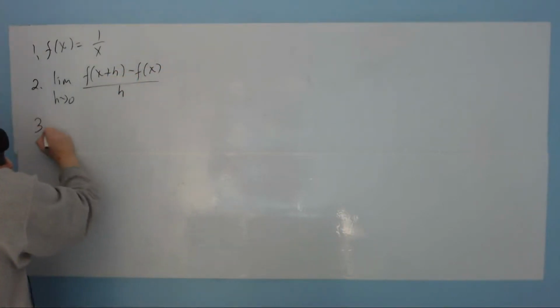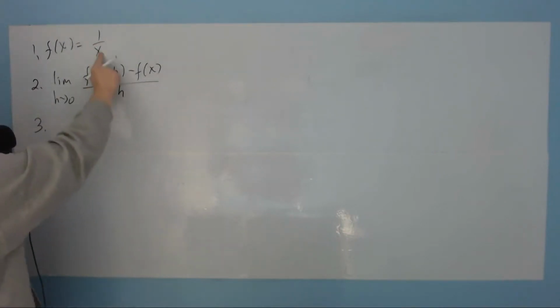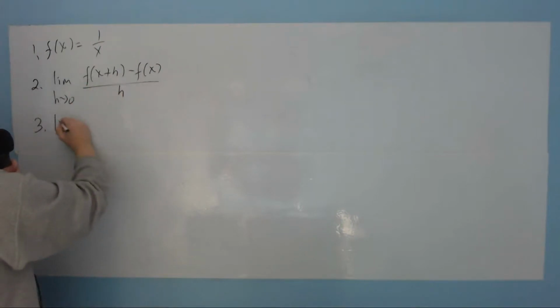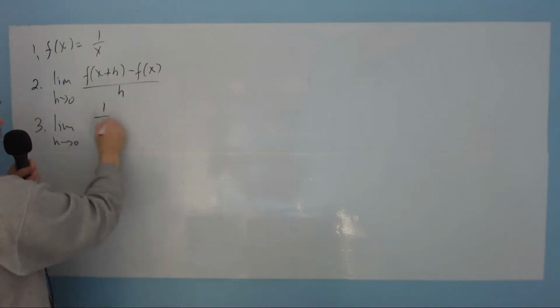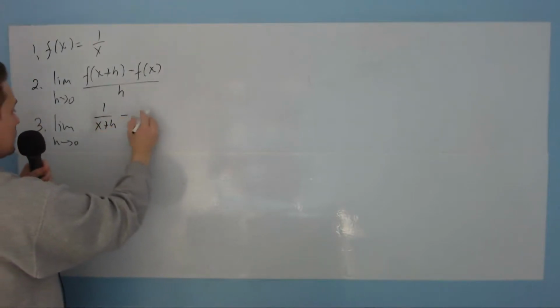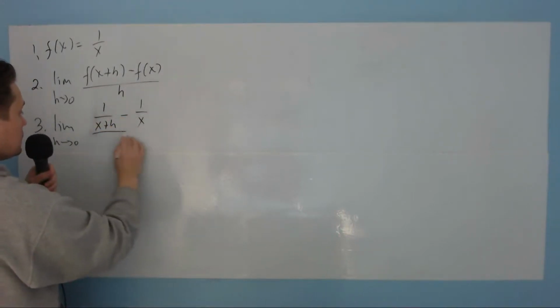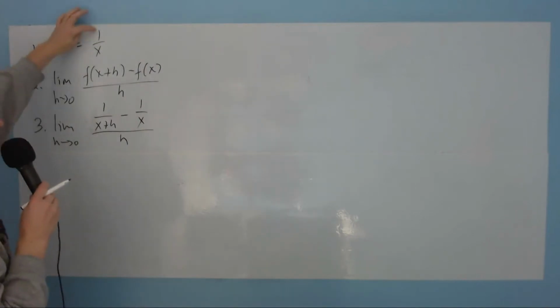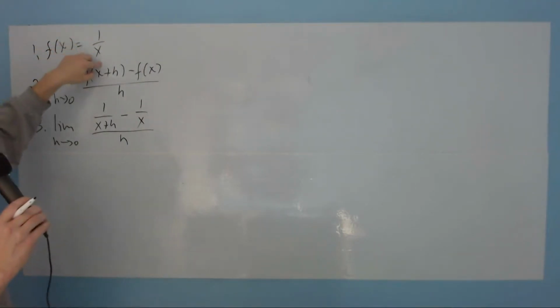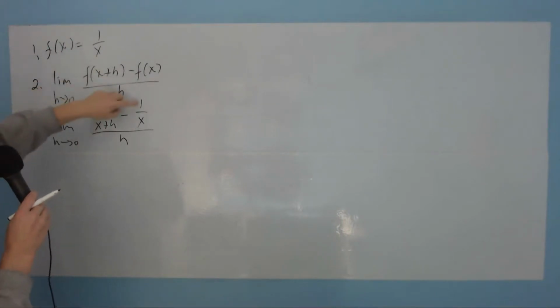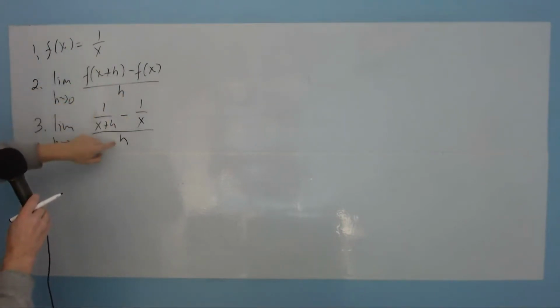So step number 3, wherever you see x in the original f of x, you just stick in x plus h. So it's the limit as h goes to 0 of, now you're going to put 1 over x plus h and then minus 1 over x, and then all of that still divided by h. And that 1 over x, wherever you see x, you first replace it with x plus h. That's the first move. And then when you put in f of x, that's just 1 over x. In the bottom, you put h.